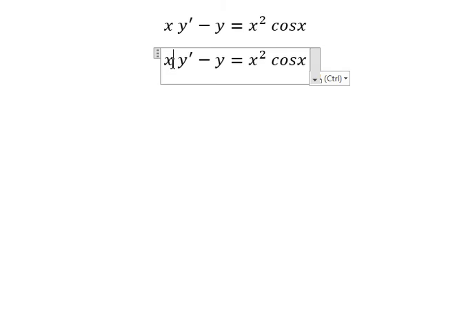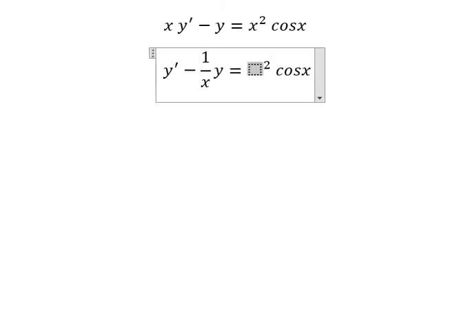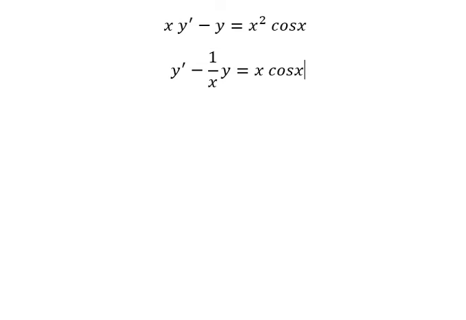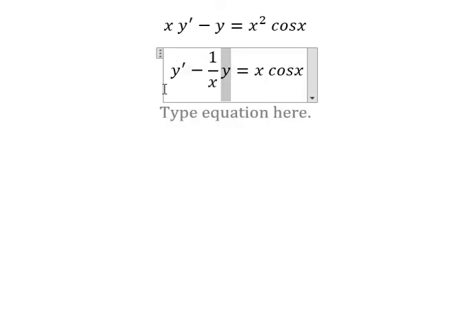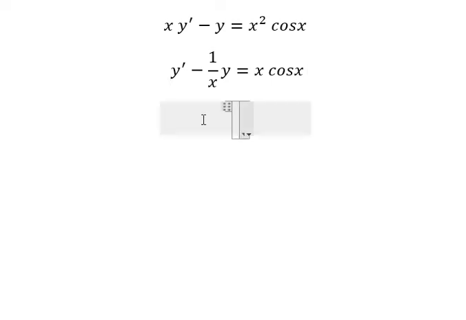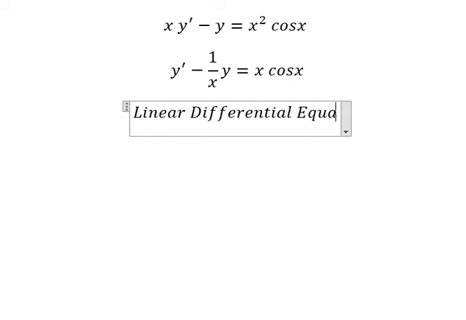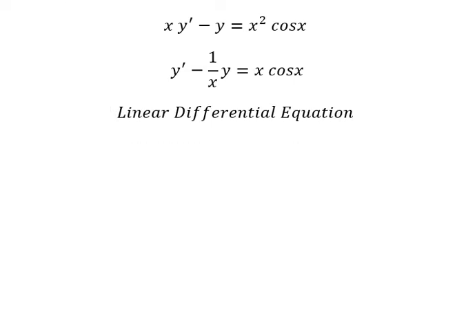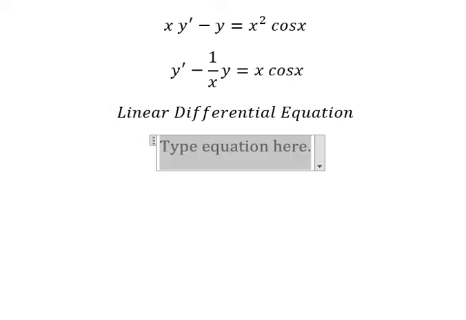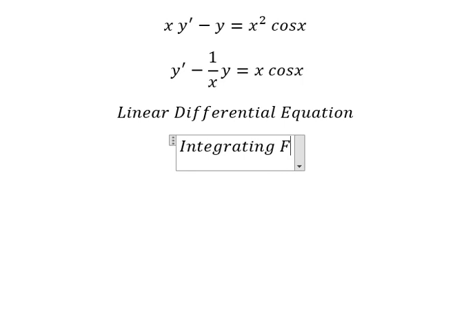We need to divide both sides by x. Next, we have y and the first derivative of y. This is a linear differential equation, so we can use an integrating factor.